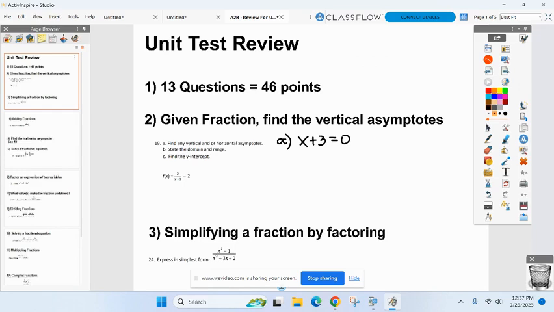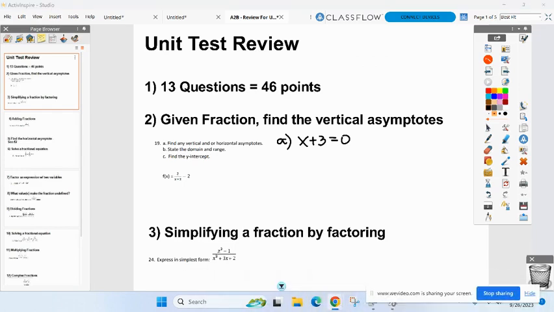Solving this, we end up with x equals -3. So that's where the vertical asymptote is. We would write vertical asymptote, x equals -3. And you can't just write -3 for me tomorrow. If it's a non-multiple choice question, I need to see x equals -3.